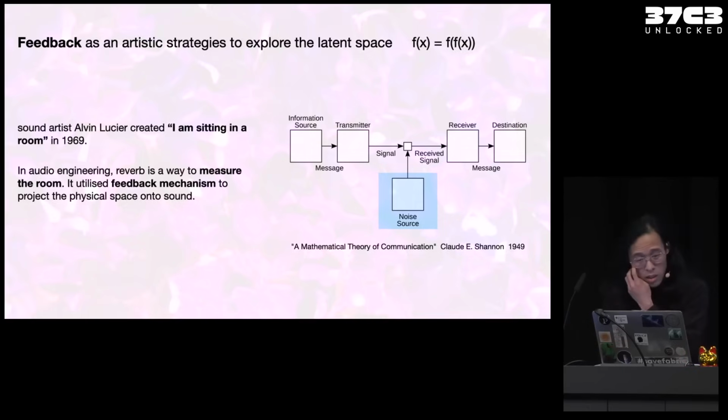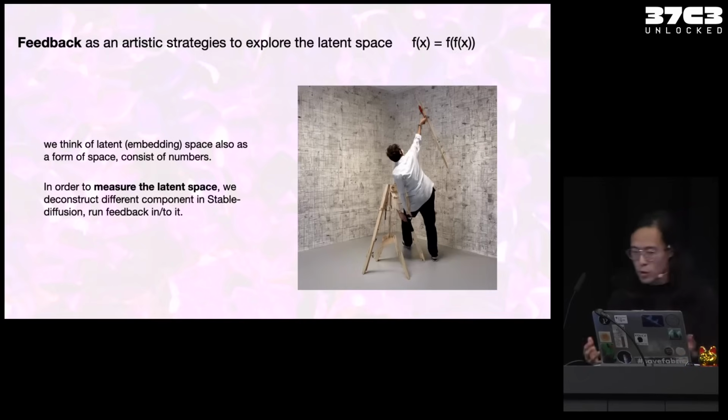And the really interesting thing is that when Alvin Lucier was trying to measure the sound, or the reverb, of the space, he was using a feedback mechanism. And we're trying to use the same mechanism to understand this space, which is the Stable Diffusion latent space, or the embedding space. We deconstruct the whole pipeline and try to run its different components with our different feedback strategies.